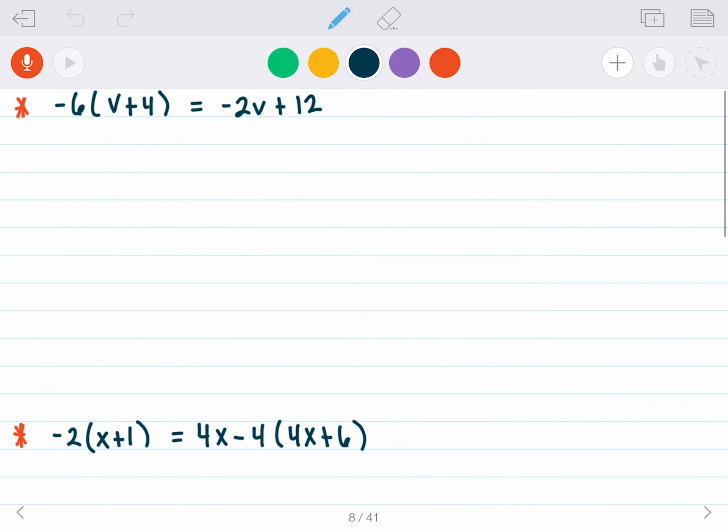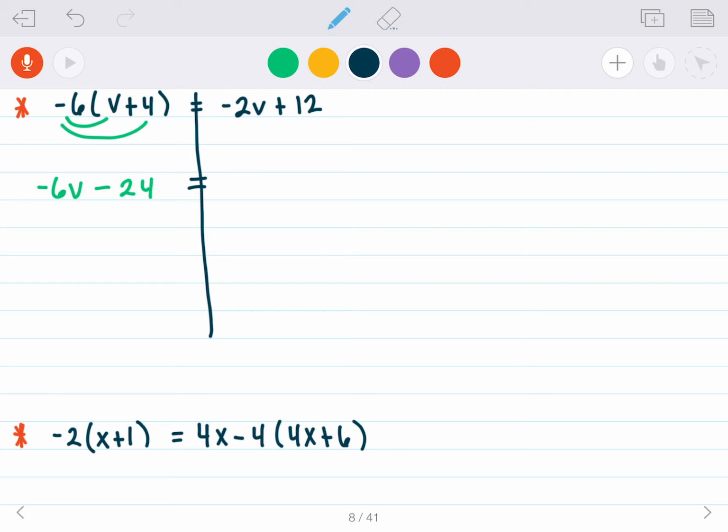Okay, let's try this one. So drawing my line through the equal sign, do I have parentheses to get rid of? Yes, I do on the left side. Negative 6 times v is negative 6v. Negative 6 times positive 4 is a negative 24. Step 1 is complete.